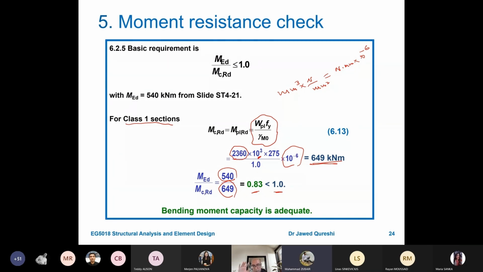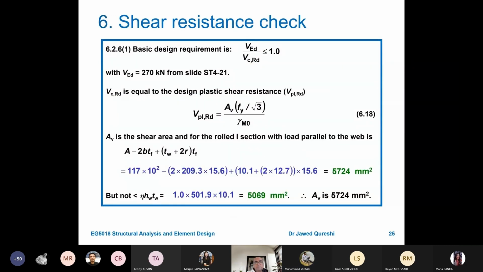Choose a different section. Excellent, with higher WPL. The next thing for me to check is here: V_Ed over V_c,Rd. V_Ed is applied, which we found out a little earlier. V_pl,Rd is A_v f_y over root 3.